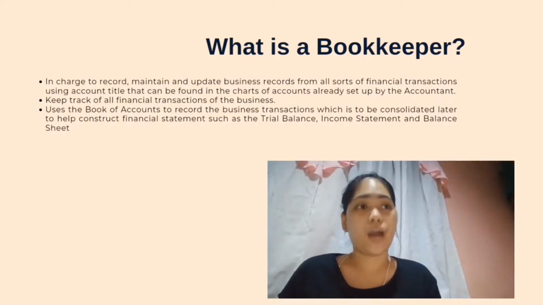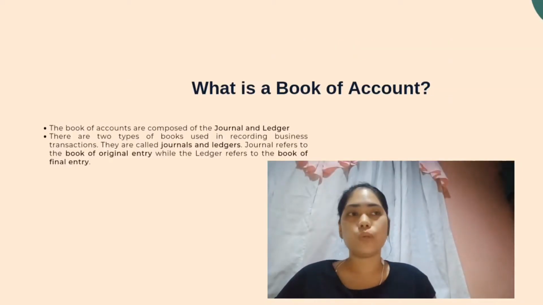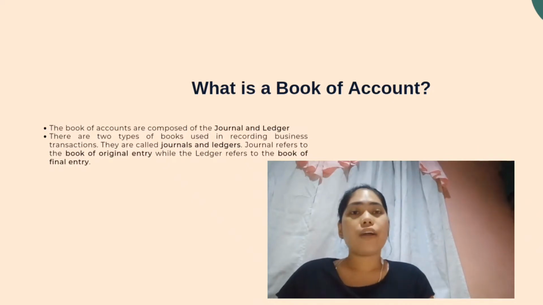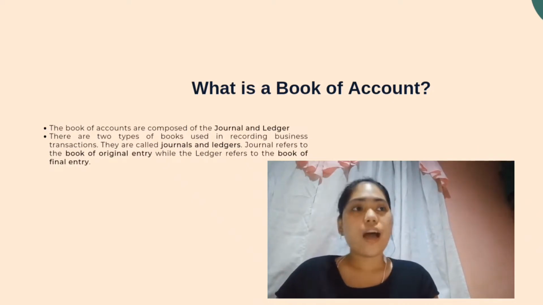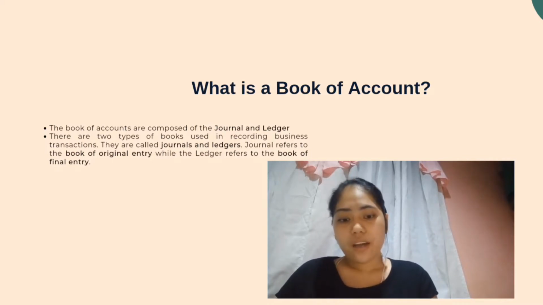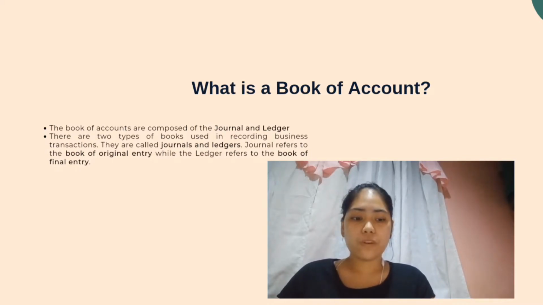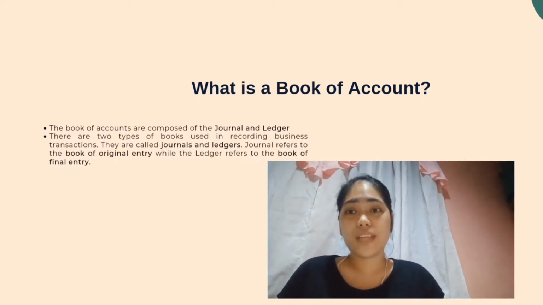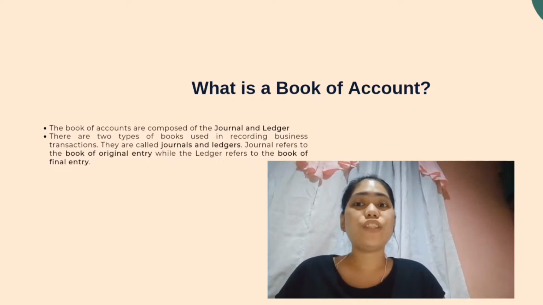In the books of accounts, there are two types of books used in recording business transactions. They are called journals and ledgers. The journal refers to the book of original entry, while the ledger refers to the book of final entry. Meaning to say, the books of accounts contain a general journal and a general ledger.